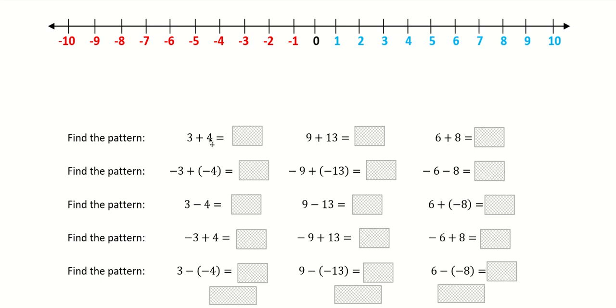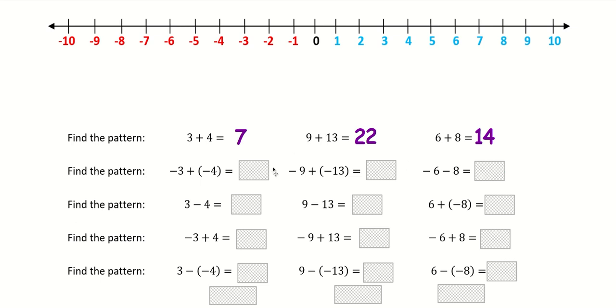So 3 plus 4, 3, and then we're adding 4. I think most of you, if not all of you, know that that's going to be 7. And then 9 plus 13, right? We're getting bigger, yeah? And then 6, and then we're adding 8. You end up at 14, right?